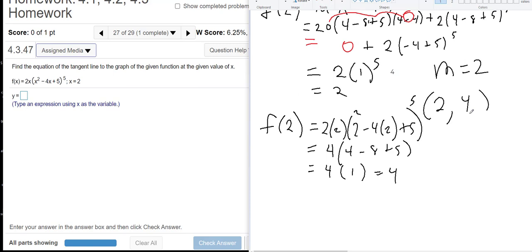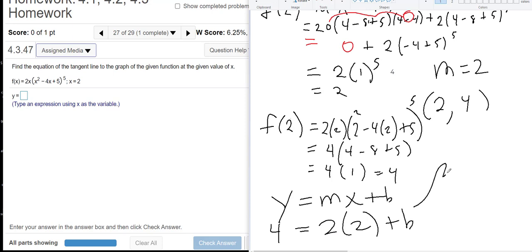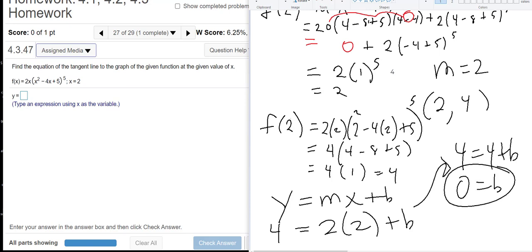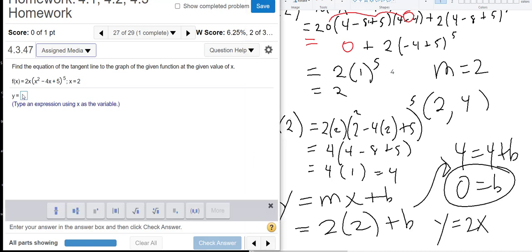So we go to y equals mx plus b. And we substitute what we know. 4 equals 2 times 2 plus b. So that's 4 equals 4 plus b. If I take a 4 from both sides, that means b is 0. And that's fine. The equation is y equals 2x plus 0, but we don't have to write the 0. So y equals 2x.